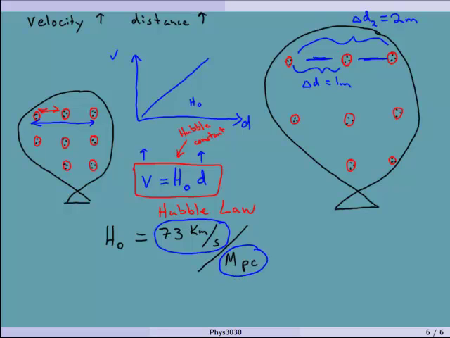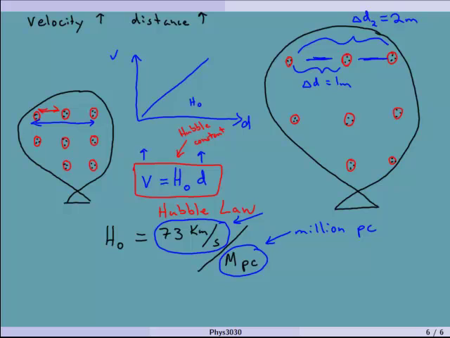Now, remember, megaparsec is a million parsecs, and a parsec is about 3 1/4 light years. So this is like every 3 million light years away, I'm going this much faster. So this seems like a pretty fast number, 73 kilometers per second. But I have to go 3 million light years away to get that much faster. Okay, so that's pretty crazy. But that's the Hubble law, and that's the number that we can currently measure.